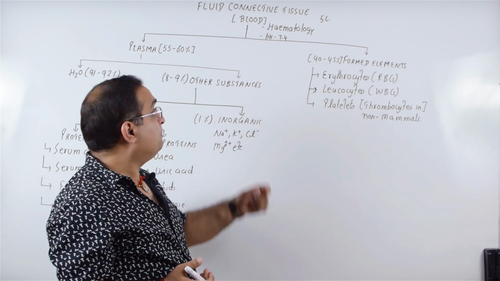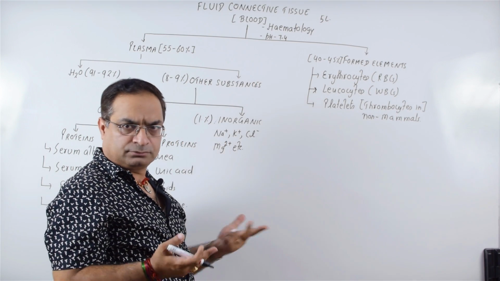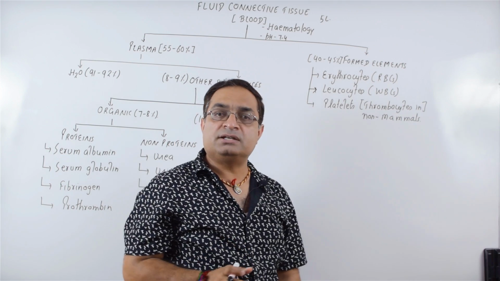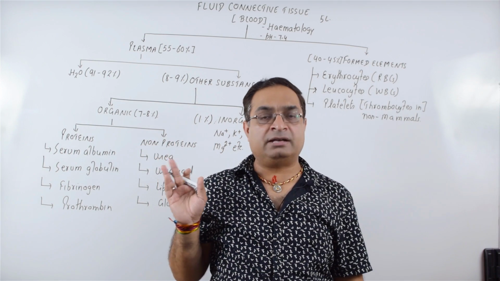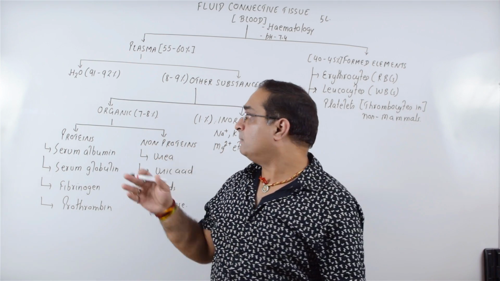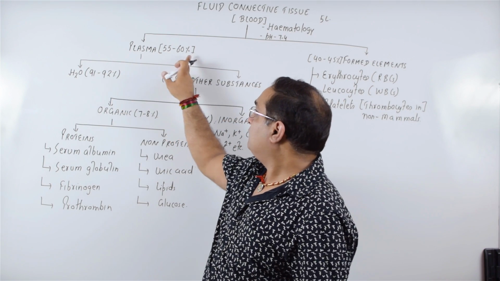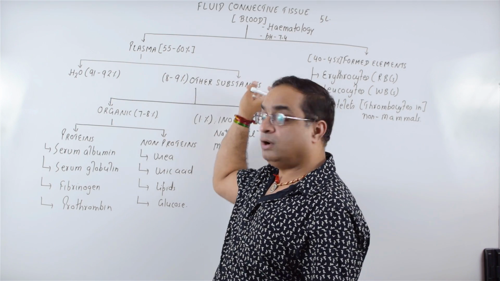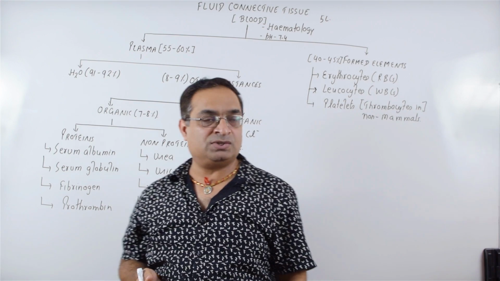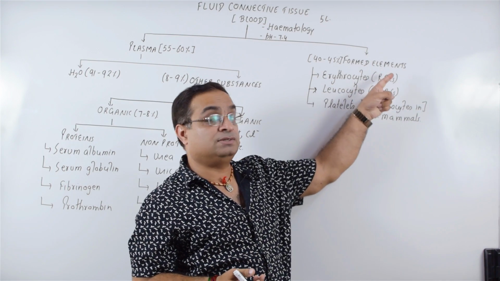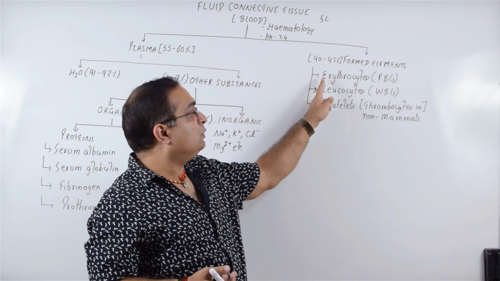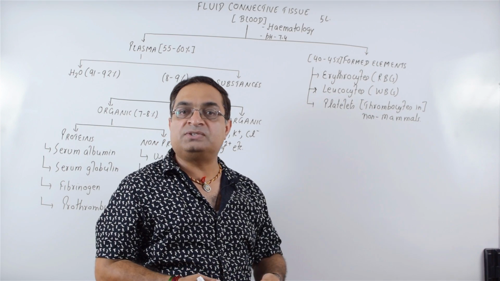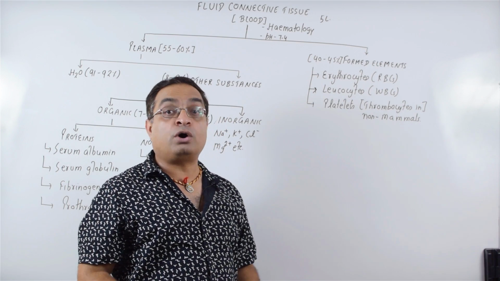As far as the composition of blood is concerned, as you can see here, blood consists of plasma and formed elements. Plasma is 55 to 60% and formed elements are 40 to 45%. When we say formed elements, that includes what? It includes the erythrocytes or the RBCs, that is red blood corpuscles.